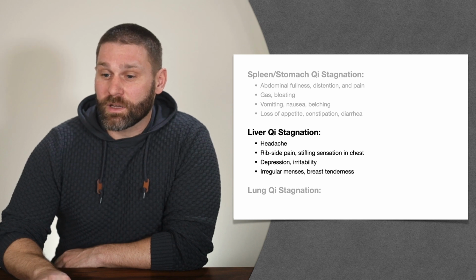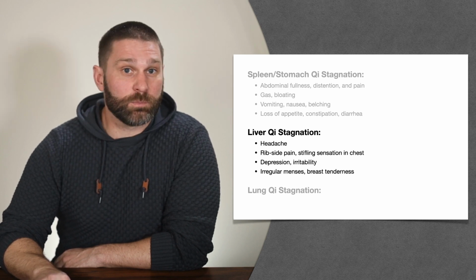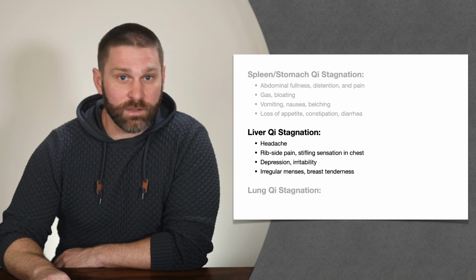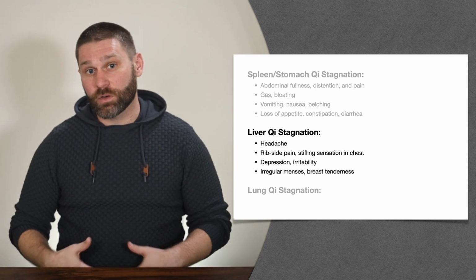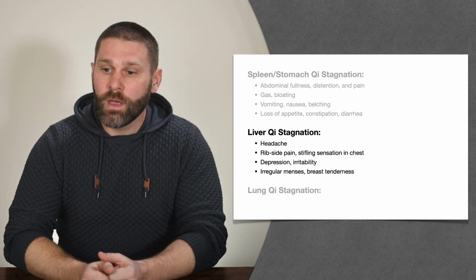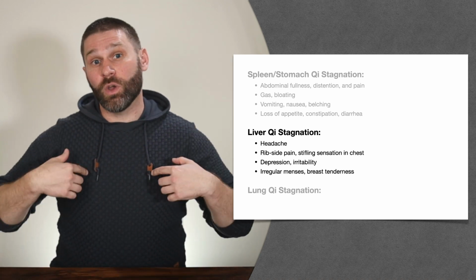And then it's also very common to see irregular menses or breast tenderness, because the liver channel goes to the lower jiao and has a lot to do with menstruation, but also the liver channel goes to the breast.